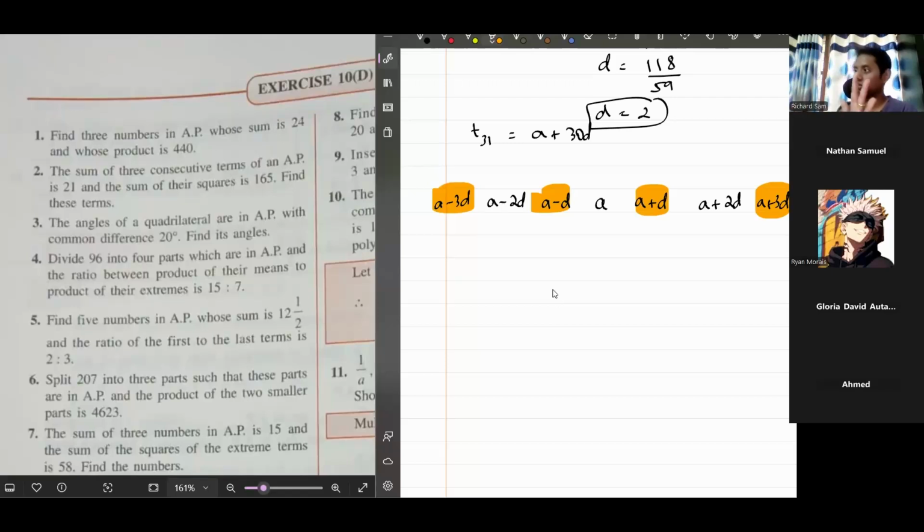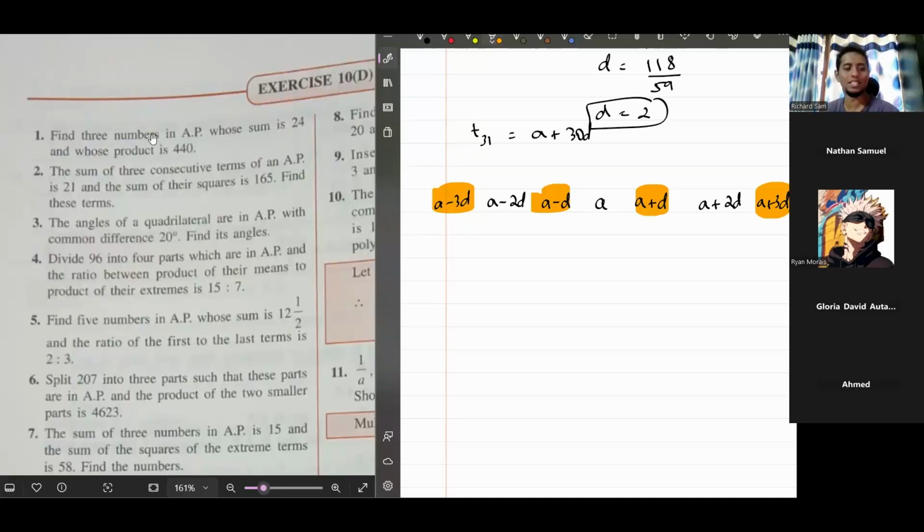Now, what if you have 6 terms? Then what's before this? A minus 5D. And after A plus 3D will be A plus 5D. That is how you represent. You'll never have so many terms; you'll have maximum 3 or 4. That's it. Then you make your equations with these.